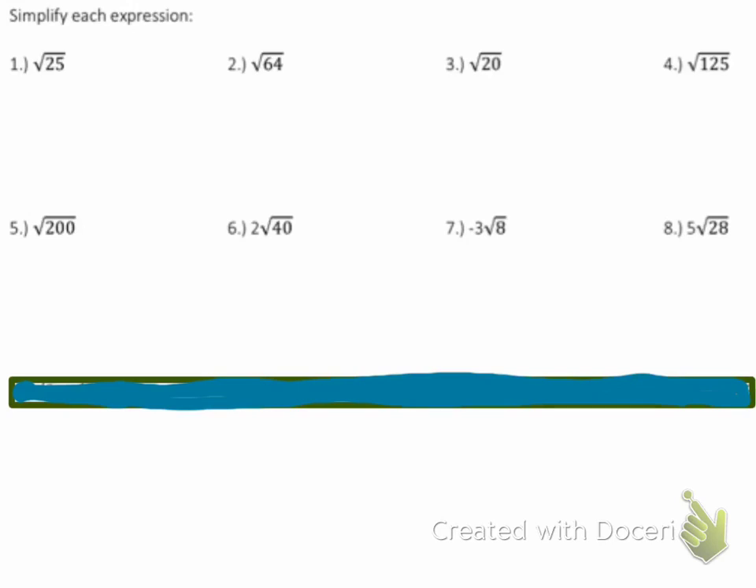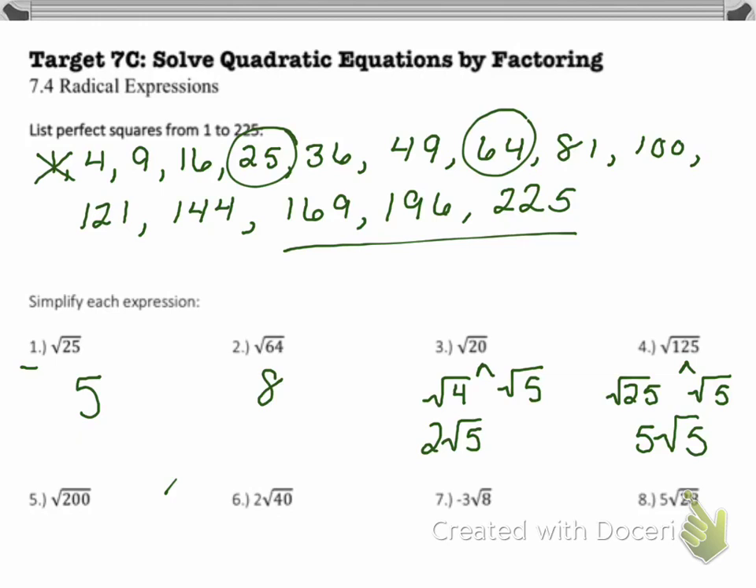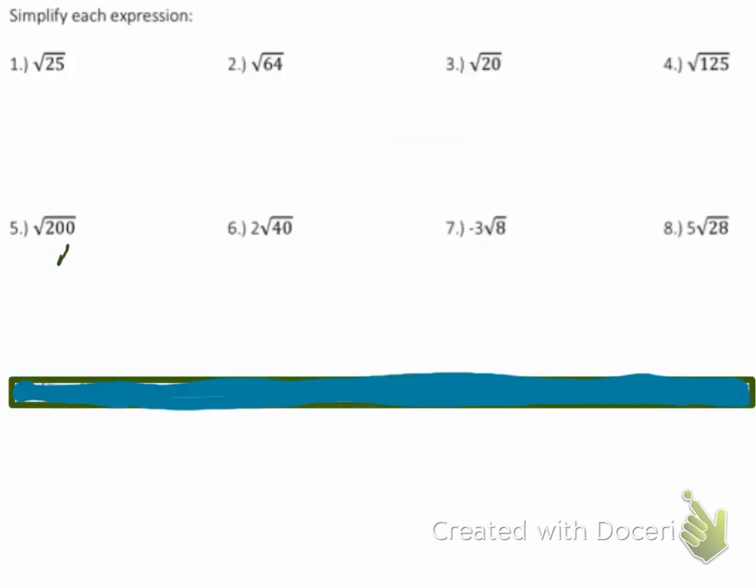So looking at number 5, now I'm looking at the square root of 200. I did lose my list of perfect squares, so maybe I need to go back and forth, but the perfect square that goes into 200 would be 100. So this is the square root of 100 and the square root of 2, right? 100 times 2 gives me 200. However, I know the square root of 100 is 10, and the square root of 2, I can't do anything with, so that's my final answer.